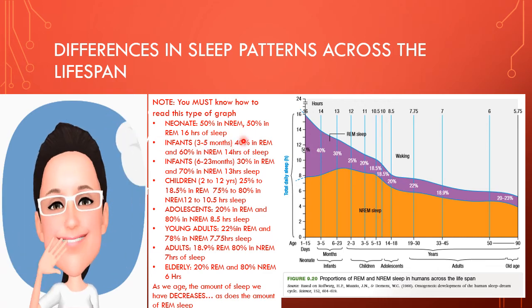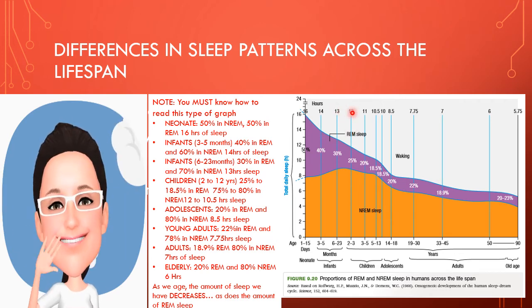Infants, so 3 to 5 months, you spend 40%, so it's this one here, in REM and 60% in NREM. So it's saying that the brain is still developing during this time, and you get 14 hours of sleep. Infants 6 to 23 months, you spend 30% in REM and 70% in NREM, and you get 13 hours of sleep. So till about the age of 2, you should be sleeping about 13 hours.